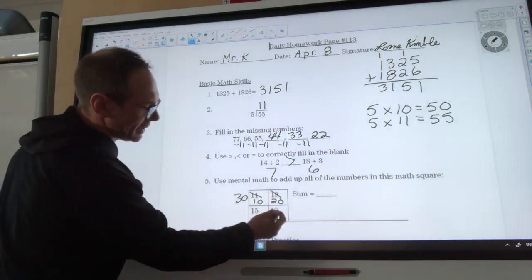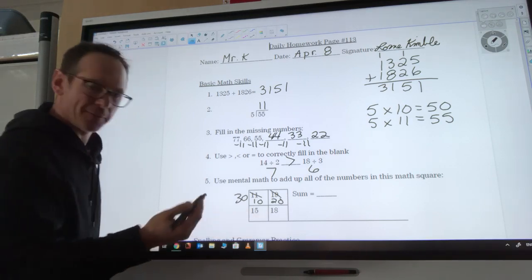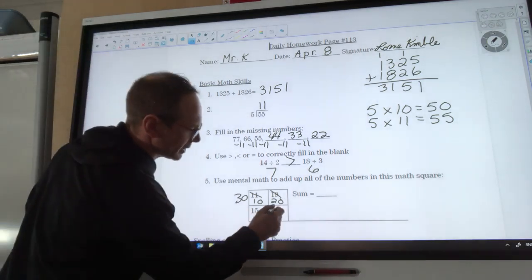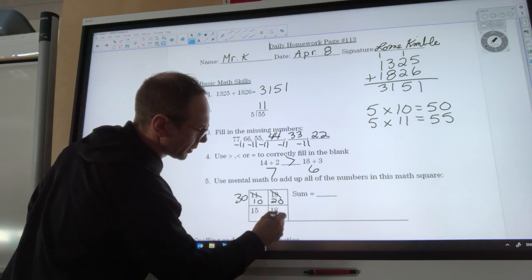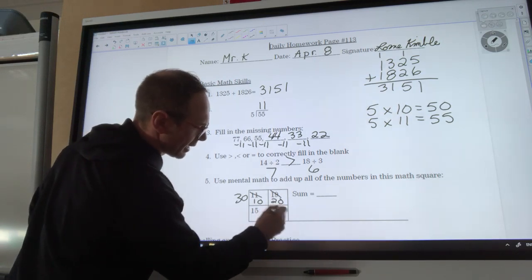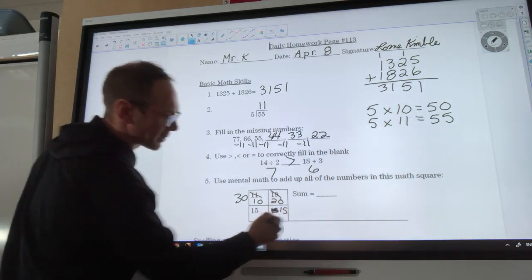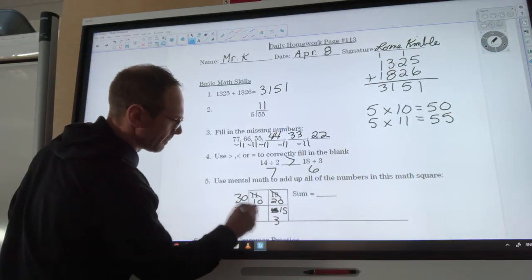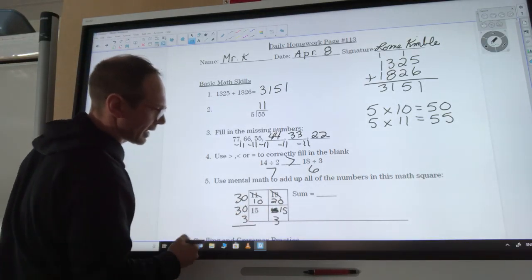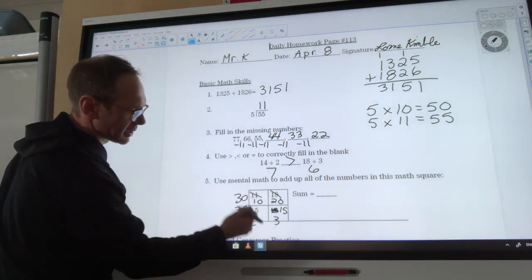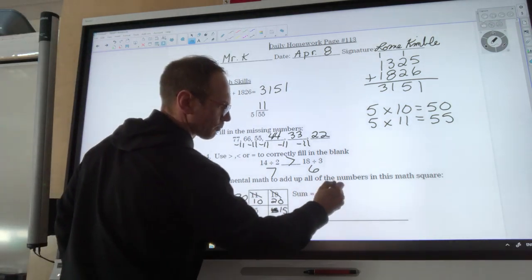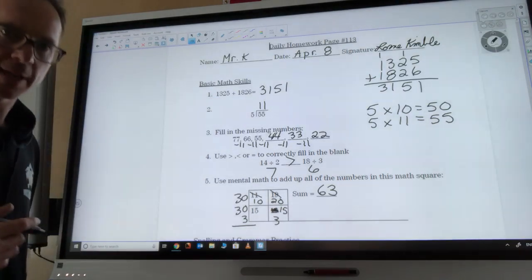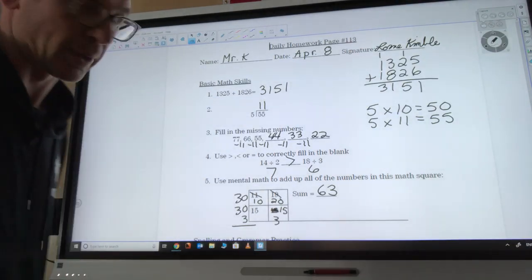Now 15 and 18, I know 15 and 15 is 30. So I'm just going to take the 3 more from here. I'm going to put 3 kind of to the side and I'll make this 15. Because 15 plus 3 is 18. So 15 plus 15, that's another 30. Then we're just going to put another 3 in at the end. 30 and 30 is 60. 60 and 3 is 63. So that's how I found my sum, but there's a lot of different ways to get to it.